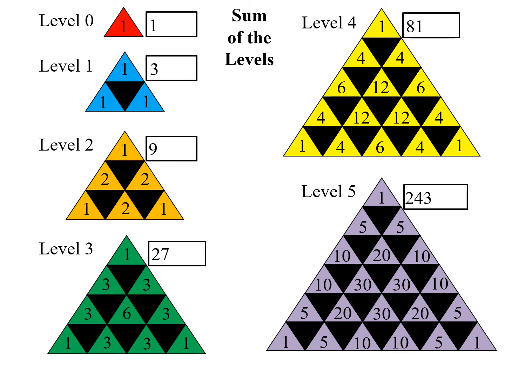You might notice that those numbers, 1, 3, 9, 27, etc., are powers of 3. For example, the sum of level 5 is 3 to the 5th power. The sum of level 50 is 3 to the 50th power. We saw something similar with Pascal's triangle, and the sum of each row being a power of 2.